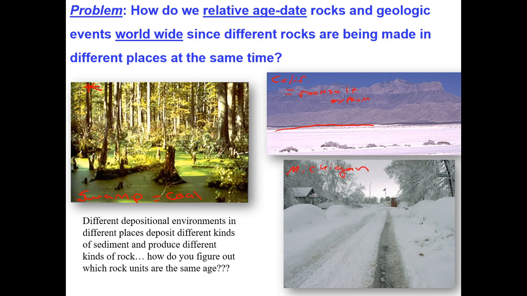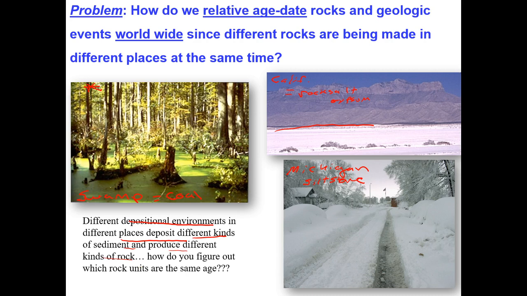Maybe another place right now, maybe this is Michigan. I'm not sure exactly where this is, but right now it's a cold, icy environment here. Maybe it's laying down siltstone here. I can't really tell what is being laid down here, but anyway, the problem is this. You go around the world, there are different depositional environments in different places, and they're depositing different kinds of sediment and producing different kinds of rocks. But they're all doing it at the same time. So the problem is this.